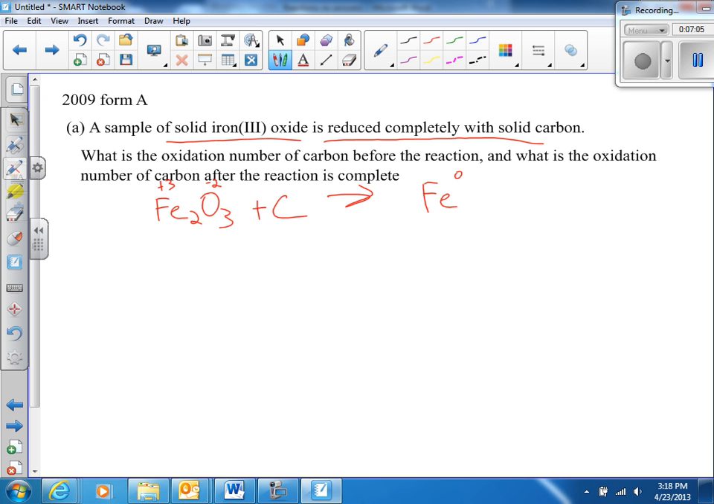Now we want to see what else will we have. Well, we've got carbon and oxygen left. They have to join together. And you want to figure out, well, what's the common thing? CO, carbon dioxide, CO2.